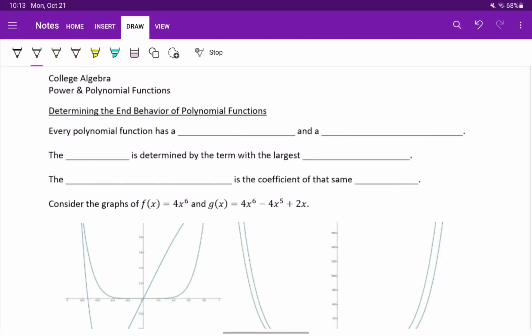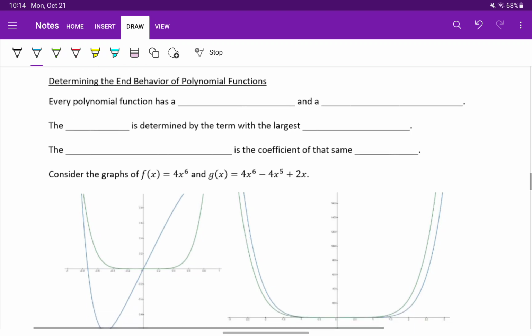If determining the end behavior of power functions is making sense, then to move on to determining the end behavior of polynomial functions, in order to make that step, we really just need to add one relatively small piece, one relatively small concept to our process. So every polynomial function has a degree and a leading coefficient.